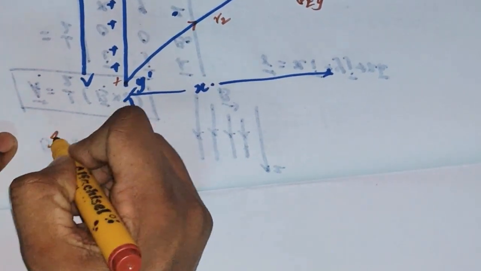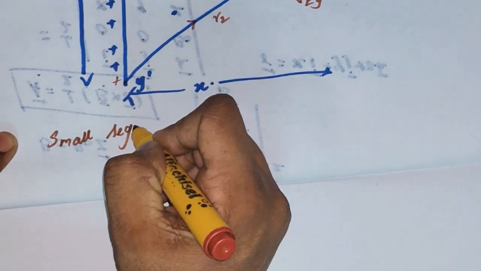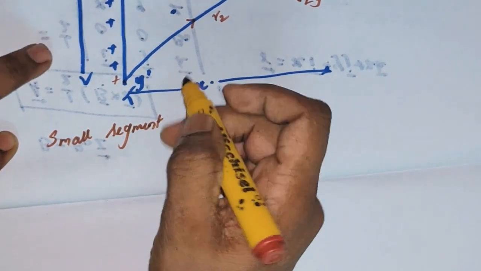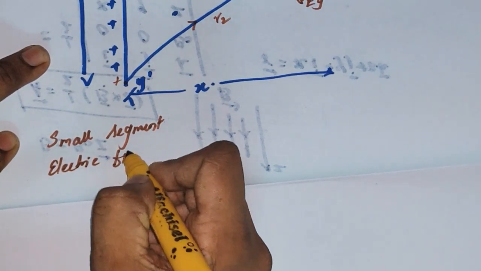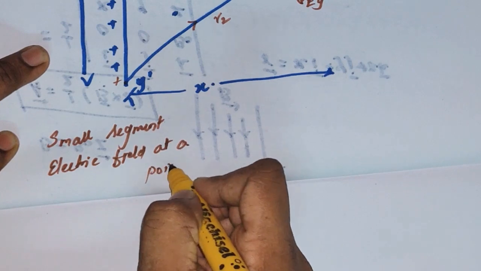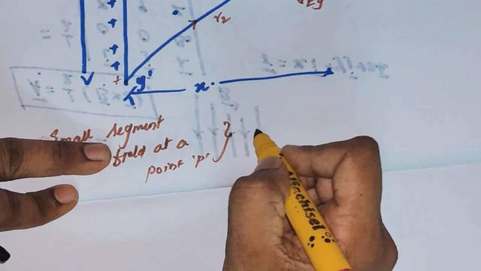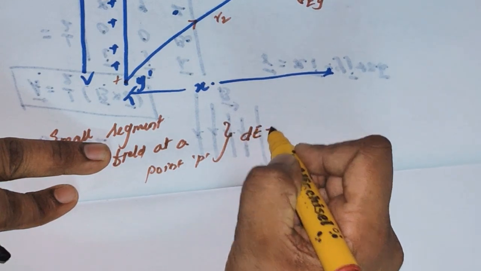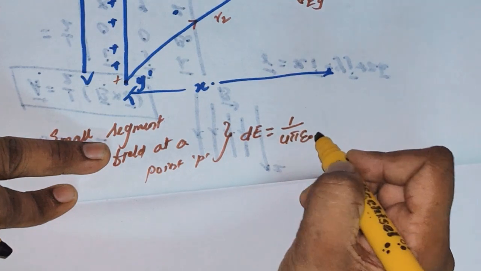So the small segment electric field at a point P should be equal to, due to the small segment, the electric field dE, which would be equal to 1 by 4 pi epsilon.